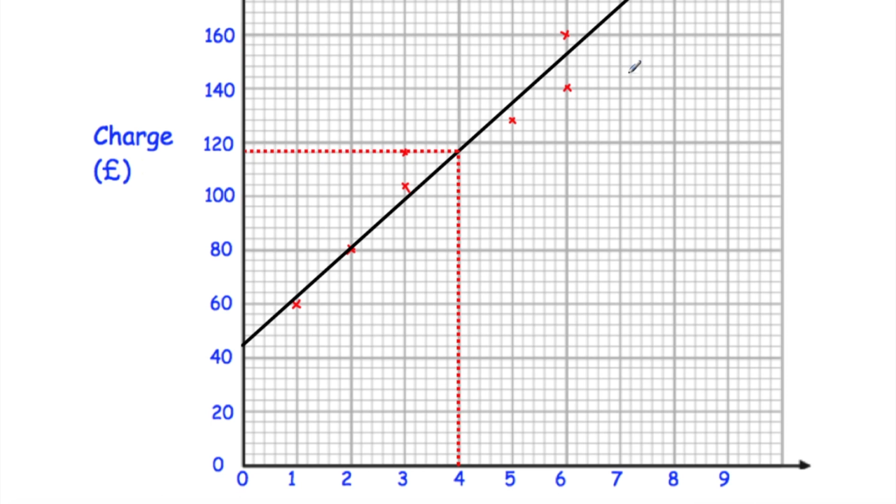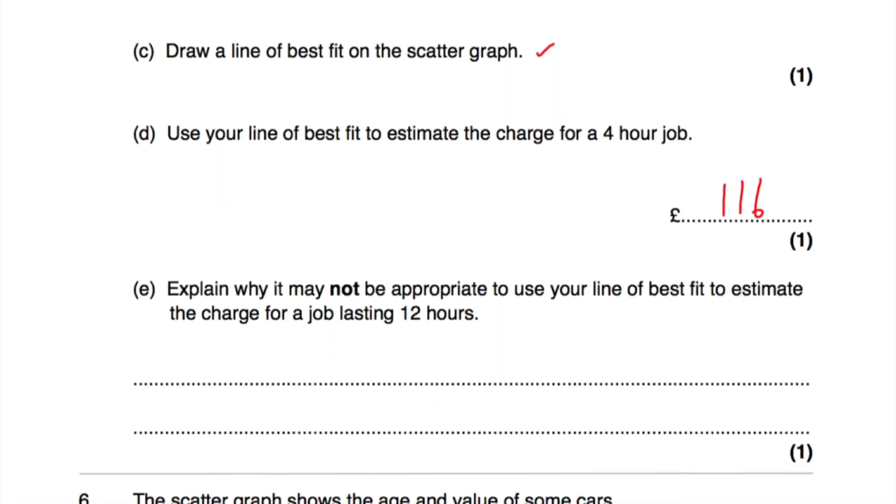So it's beyond the range of the data that we've been given. Our data only goes up to 6 hours, so it's unreliable. Once you go past that 6 hours, we don't know what's going to happen. He may start charging double time, triple time, extra time, bonus time. He might actually, because it's such a big job and maybe he made a mistake, give a discount or something, but that's probably unlikely. But it's beyond the range of the data, so let's explain that.